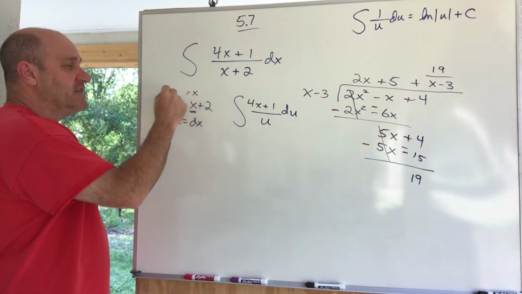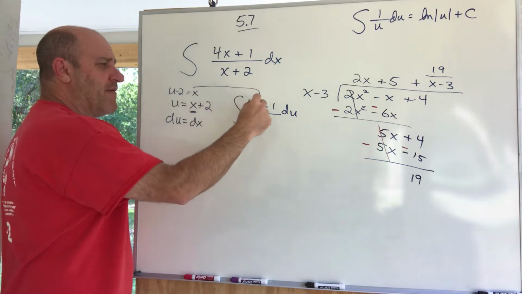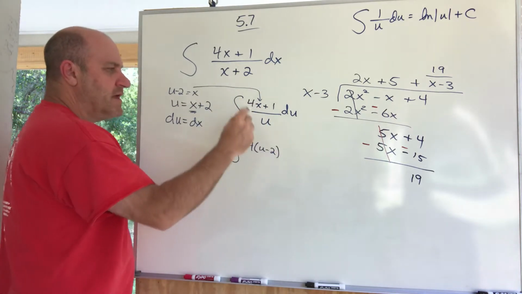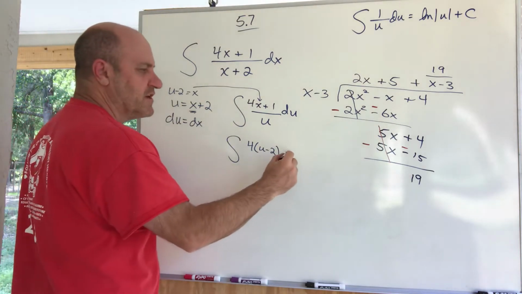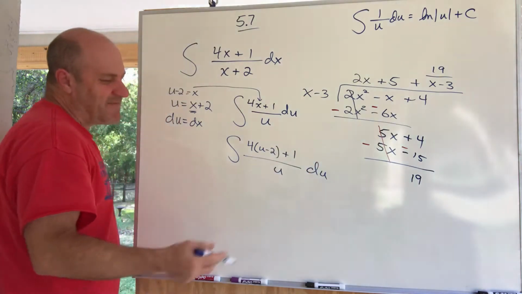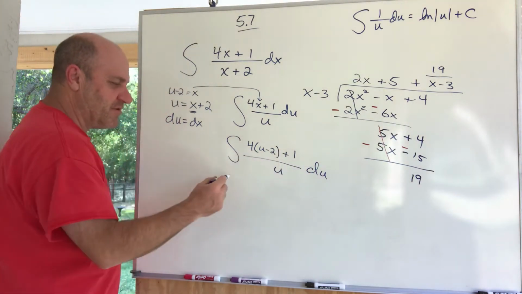So x is u minus 2 if you move the 2 over, and I could replace that right there. So what does this turn into now? The x is u minus 2, plus 1, all over u. And because, in a way, you're still going to do some division here. Actually, let's distribute and clean that up.